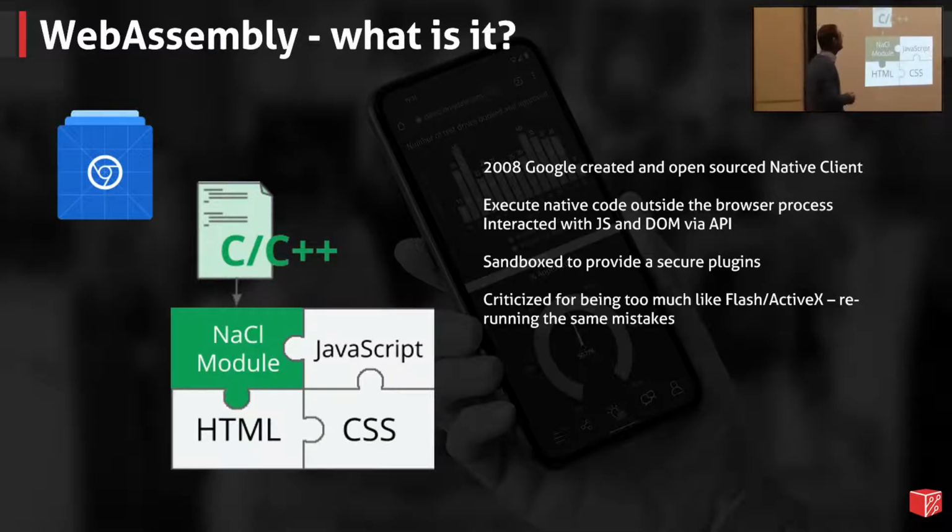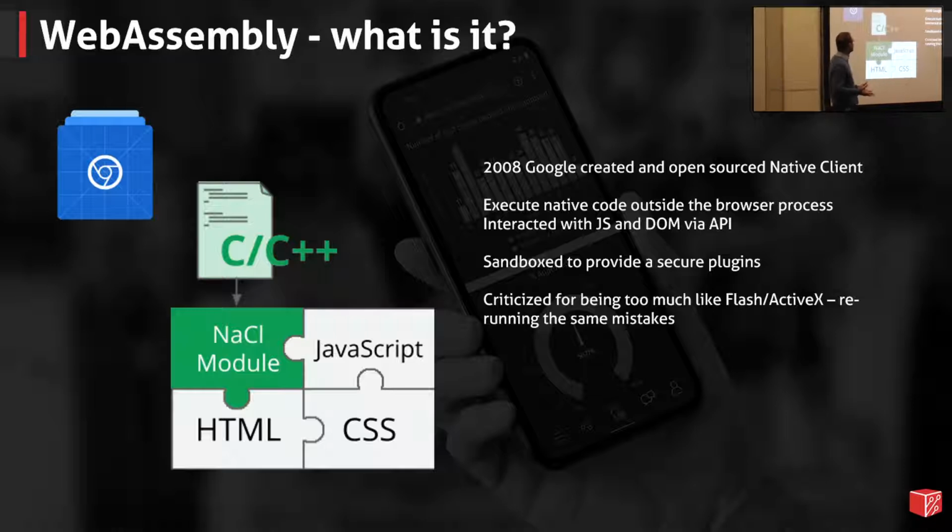So in 2008, they built Native Client, and the idea of Native Client was that you could take any C or C++ code and you could compile it to Native Client. It would run in a separate executable natively on the machine where the browser was, and it would interact with the DOM and JavaScript through an API. In terms of security, they put it in a sandbox, so the executable didn't have carte blanche access to whatever was on the disk or the memory. It only had access to memory and local storage that was relating to that application.